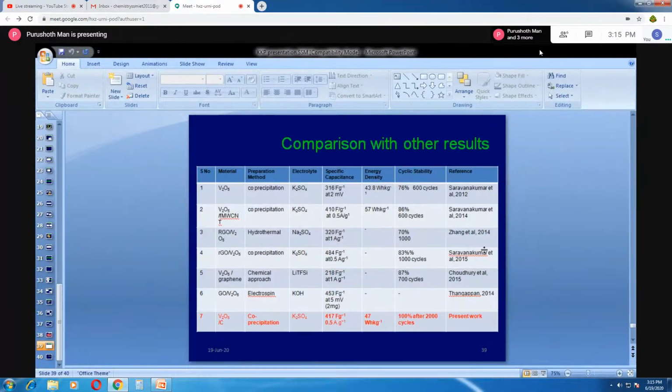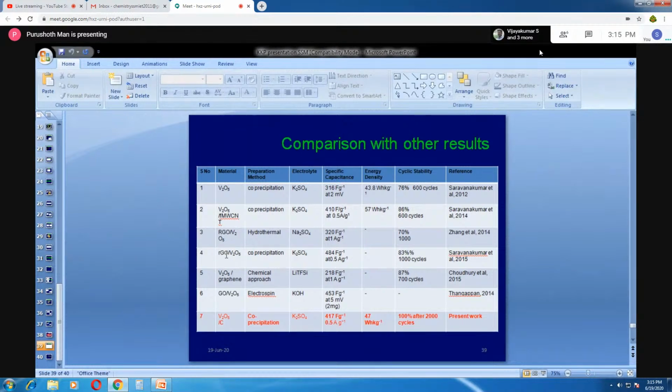So this is simply in comparison with other results. In this case, we observe in our study, by using the precipitation-based in-situ method, we have a radial composite and a component opposite. And this gives a very high specific capacitance, 470 farad per gram, while comparing with the other works. In this case, it is 484, and they have used reduced graphene oxide.